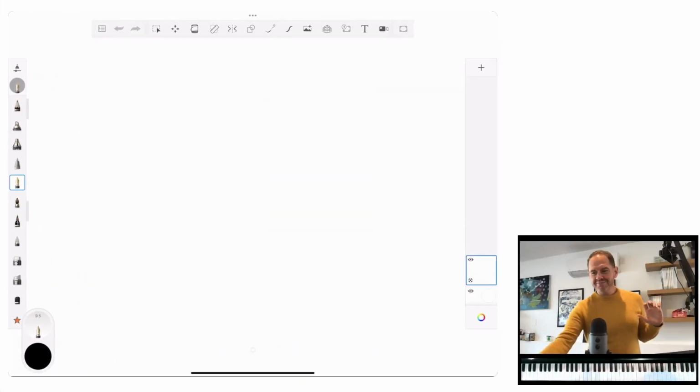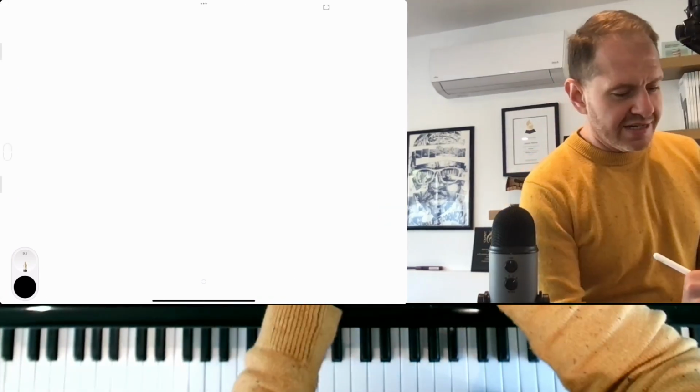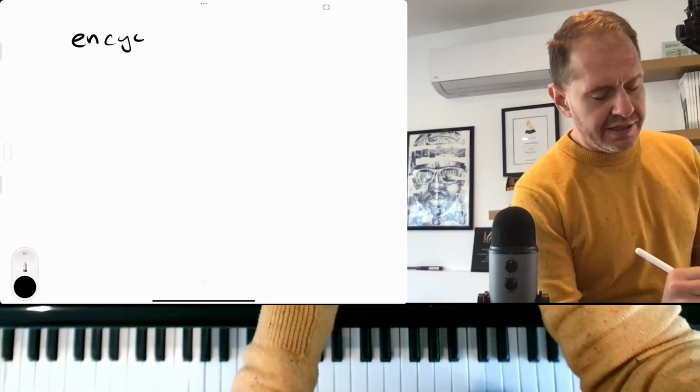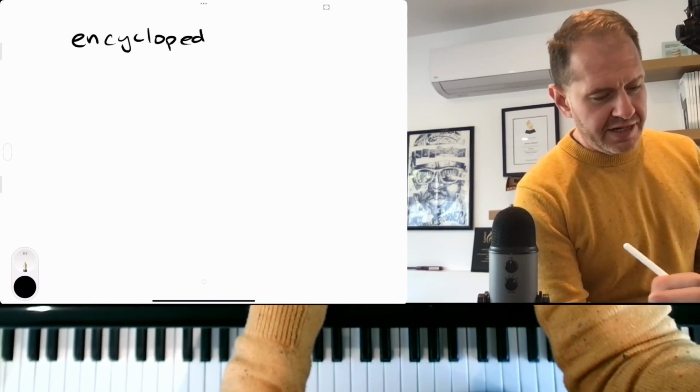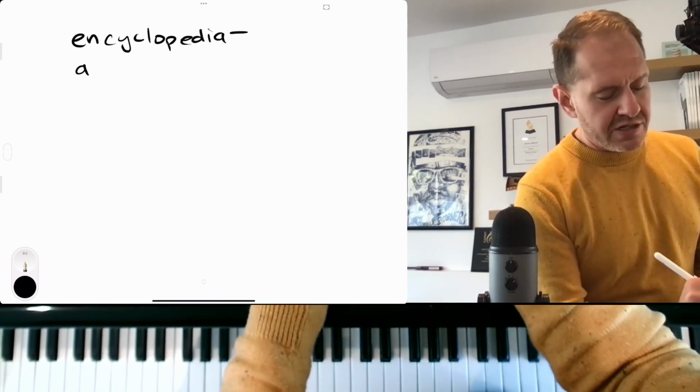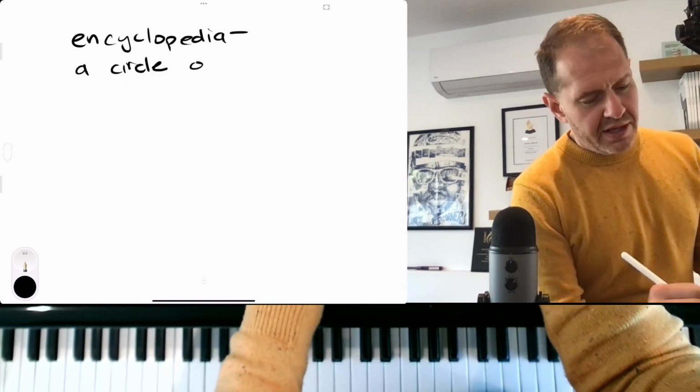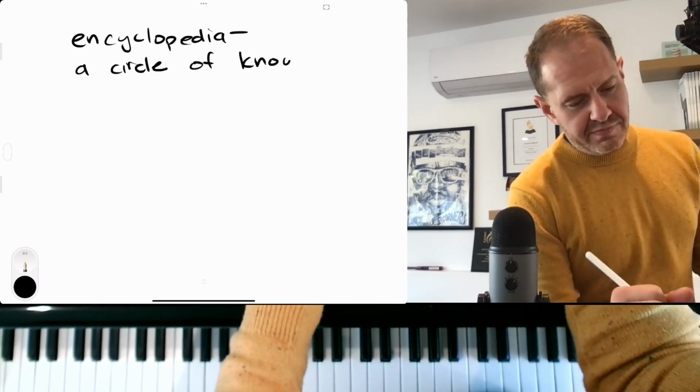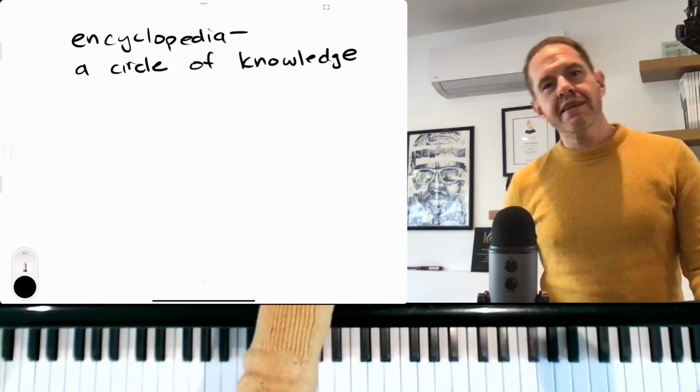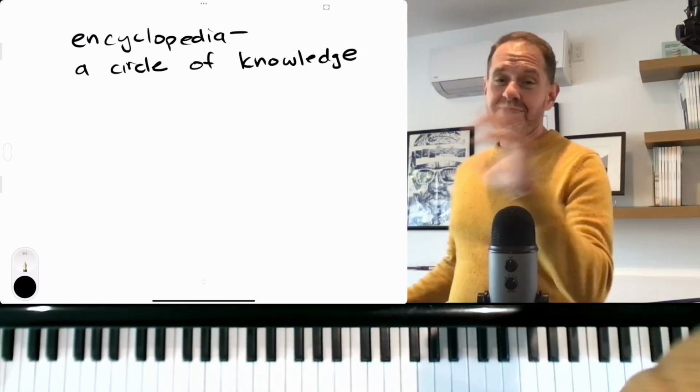I'm fascinated by this definition of the word encyclopedia. I know this feels like a digression. We haven't even started the video and I'm already doing a digression. So apparently the meaning of this word encyclopedia is a circle of knowledge, meaning that everything in the book should refer to something else.